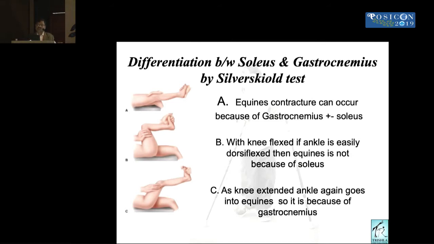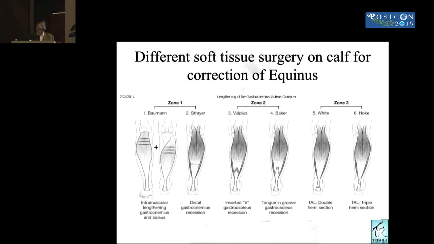The Silfverskiöld test is for the length of the gastrocnemius muscle. Equinus contracture can occur because of the gastrocnemius and soleus both. With knee flexed, if the ankle easily dorsiflexes, then the equinus is not because of the soleus. As the knee is extended, if the ankle again goes into equinus, then it is because of the gastrocnemius. So we have to differentiate. Usually in diplegic cerebral palsy, the gastrocnemius muscle is tight, but in hemiplegic cerebral palsy, the soleus can also be tight along with the gastrocnemius muscle.